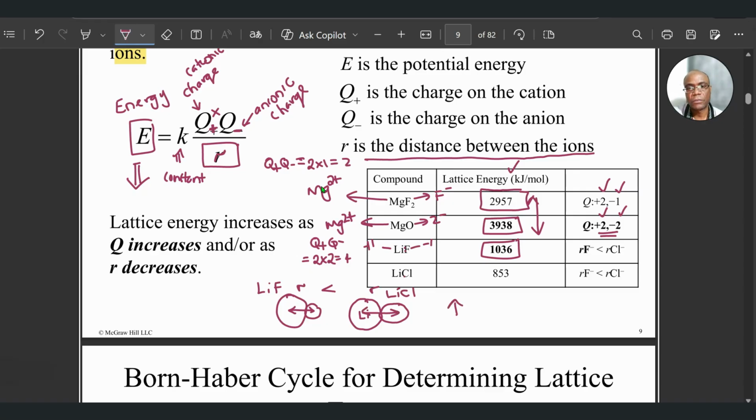So in this equation, if the value of R goes up, then the value of lattice energy will go down, which is what you're seeing. Lithium chloride has a lower lattice energy than lithium fluoride, because the distance R for lithium chloride is greater than the internuclear distance of lithium fluoride. So the lattice energy will be lower because R is the denominator in our formula.